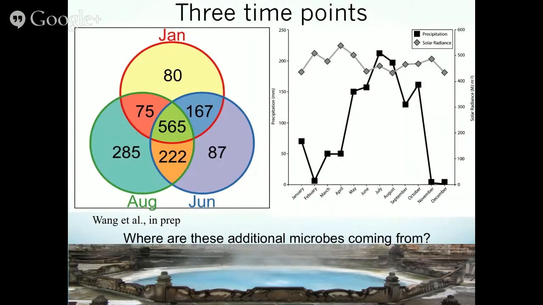Let me briefly talk about August as well, where we're seeing the same sort of thing. These are actually Illumina sequencing prep OTUs. In January, there was 80. In June, there was 87, so a few more in there. But then in August, there is a whole lot more OTUs that were only found in August: 285 OTUs. And just to remind you, August is near the end of this rainy season. So if microbes are constantly being delivered into this hot spring, we would see more in there. So the question comes, where are these additional microbes coming from?